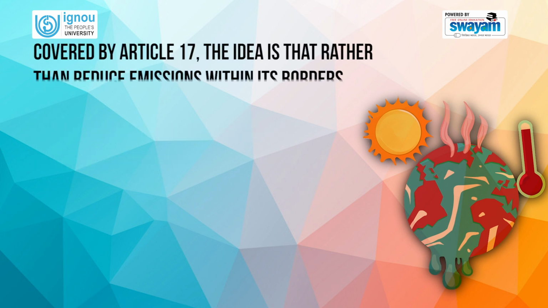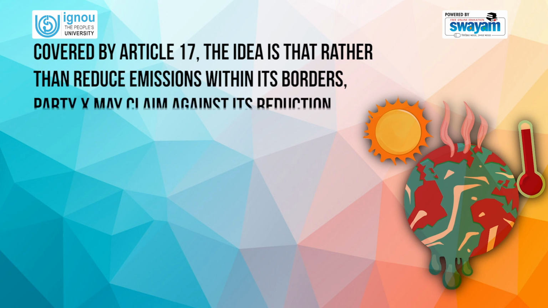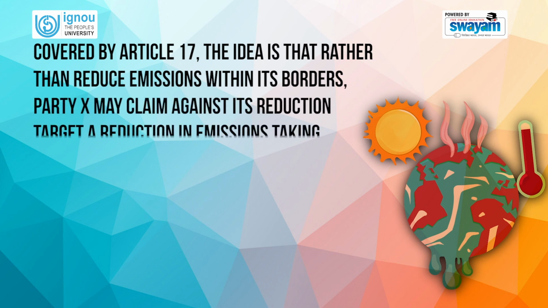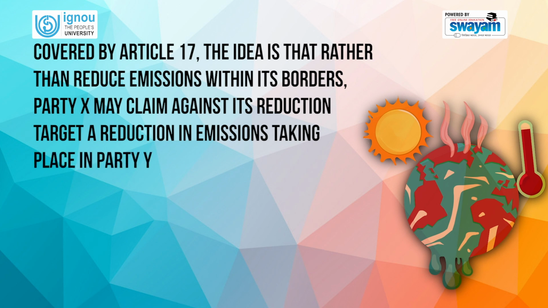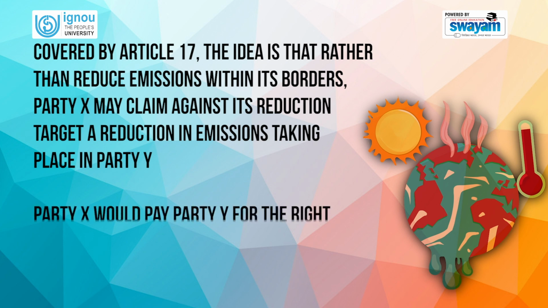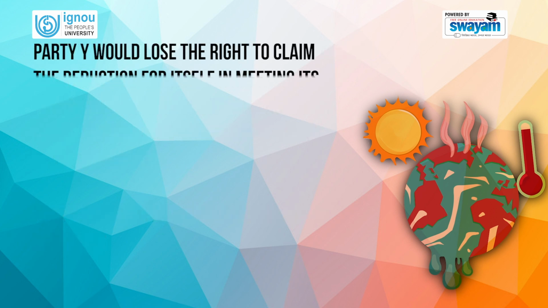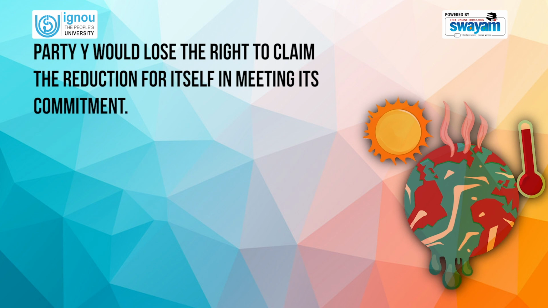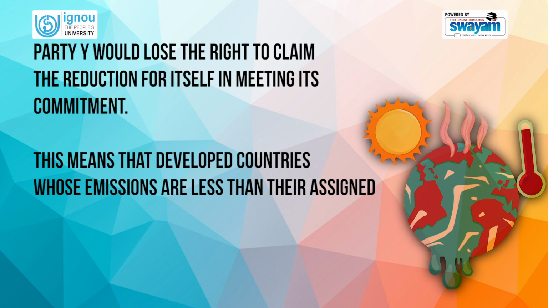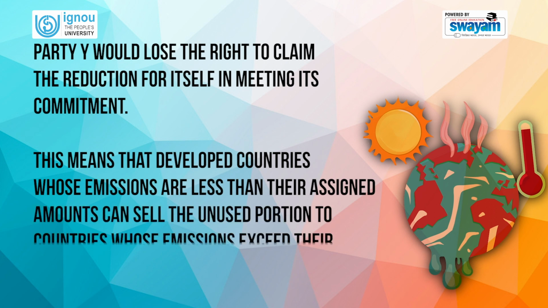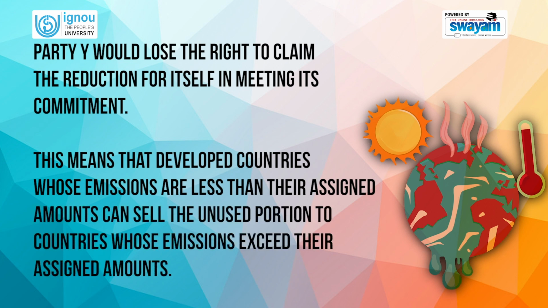And the idea is basically that rather than reducing emissions within its border, Party X may claim against its reduction target a reduction in emission that takes place in Party Y. Now, Party X has to pay Party Y for the right to do this. Party Y would lose the right to claim the reduction for itself in meeting its commitment. Now, that's again significant. So, this means that developed countries whose emissions are less than their assigned amount can sell the unused portion to countries whose emissions exceed their assigned amount.